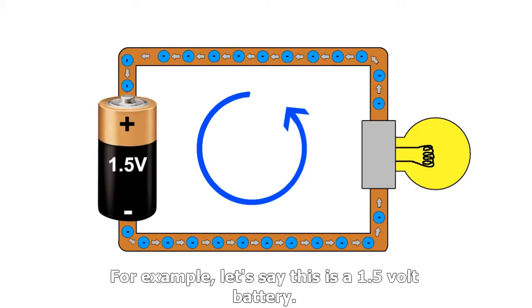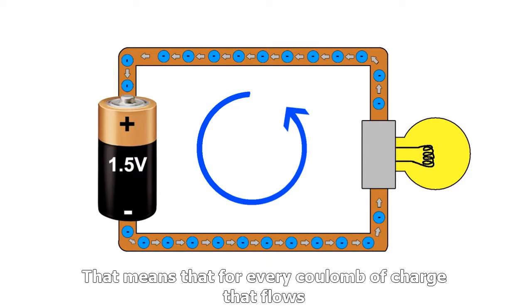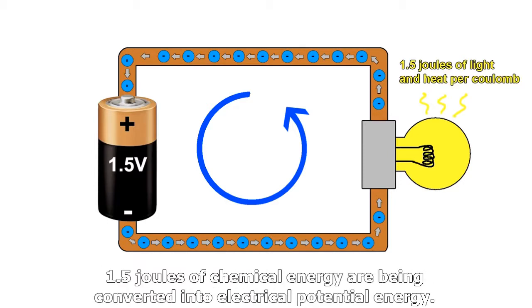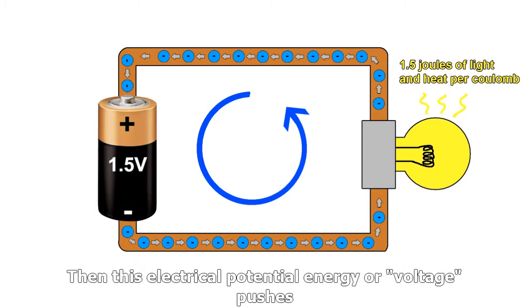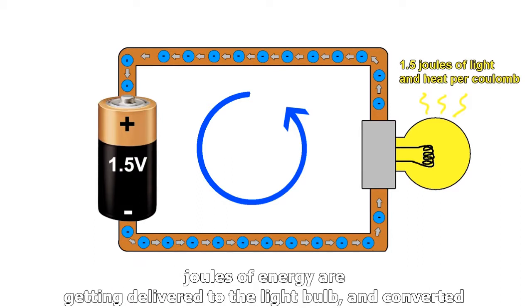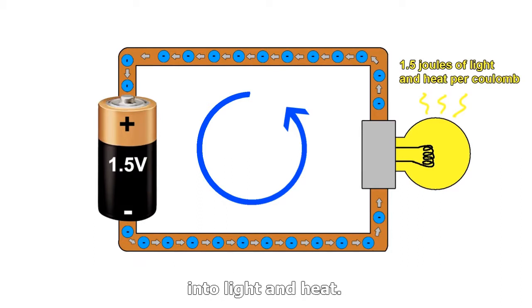For example, let's say this is a 1.5 volt battery. That means that for every coulomb of charge that flows from the battery, 1.5 joules of energy are being transferred. 1.5 joules of chemical energy are being converted into electrical potential energy. Then, this electrical potential energy, or voltage, pushes electrons around the circuit, and for every coulomb's worth of electrons that flow, 1.5 joules of energy are getting delivered to the light bulb and converted into light and heat.